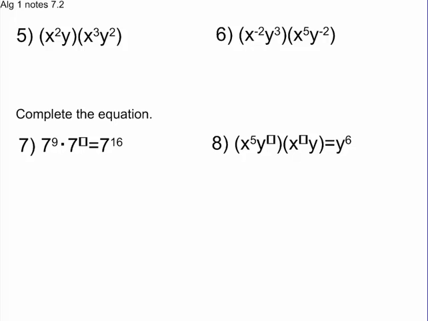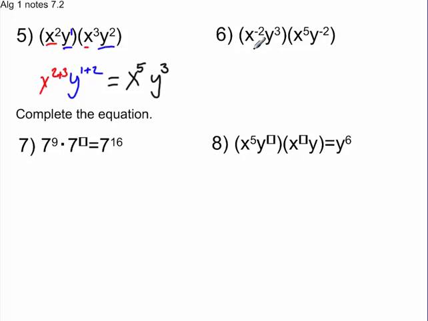Now we're getting into a little more complex situation. There are multiple bases going on in here, so I have to be really careful to line these bases up. X's go with X's, Y's go with Y's, so we get y to the 1 plus 2. Remember, there's always a 1 here. And x to the 2 plus 3, which brings my final answer. There are 5 X's being multiplied together, and there are 3 Y's being multiplied together.